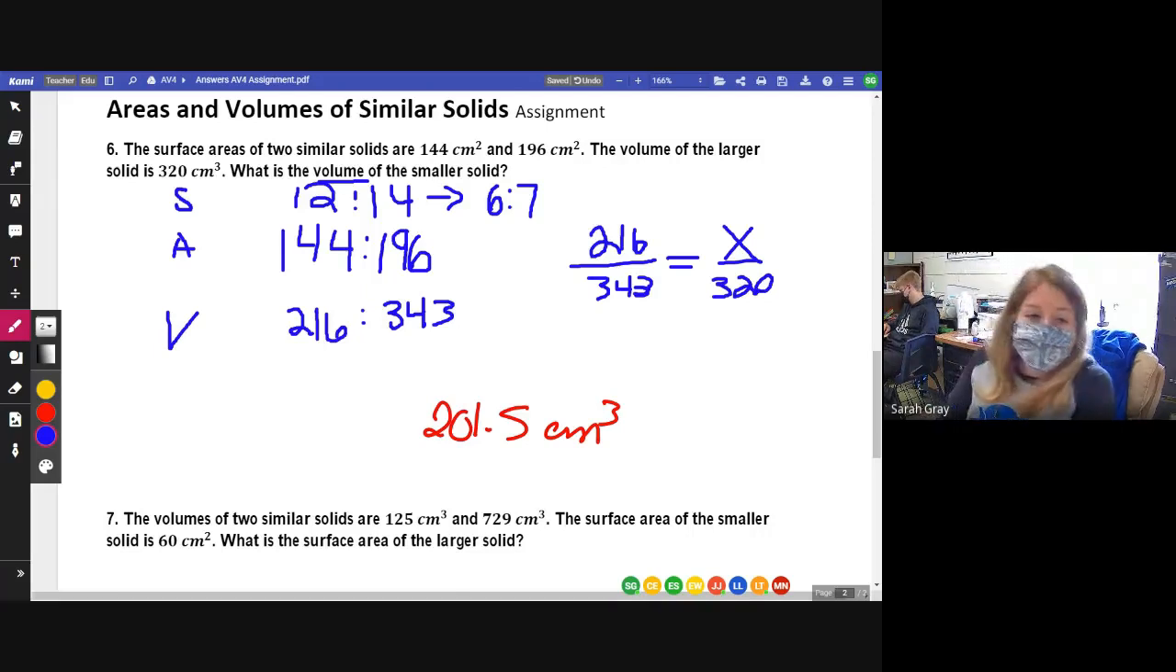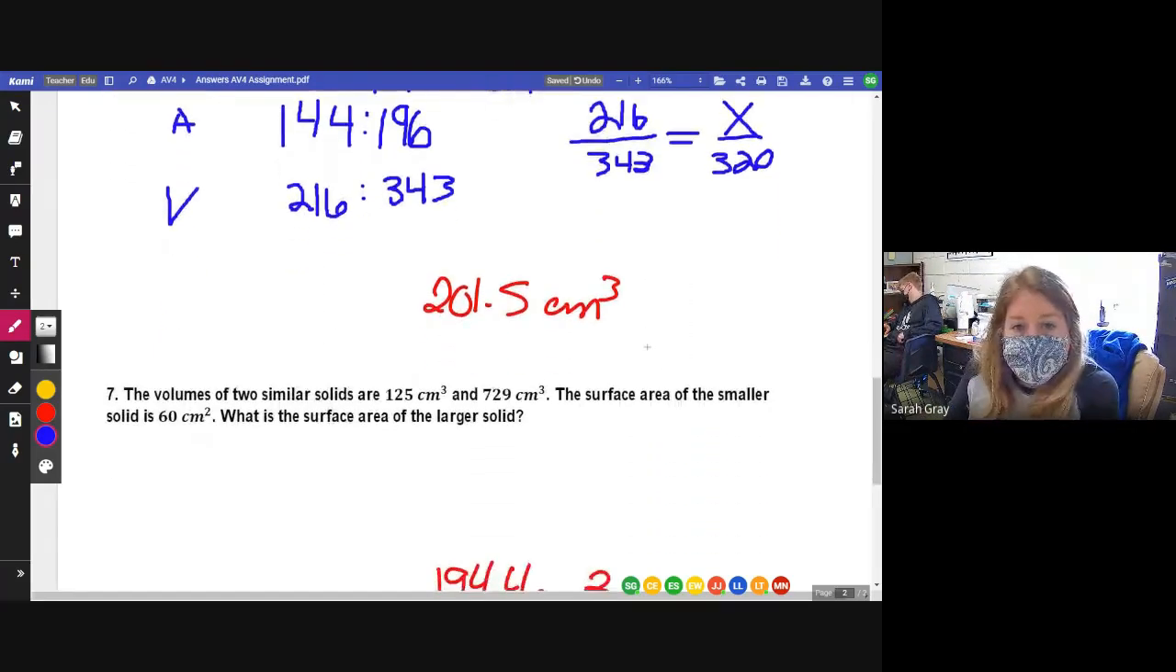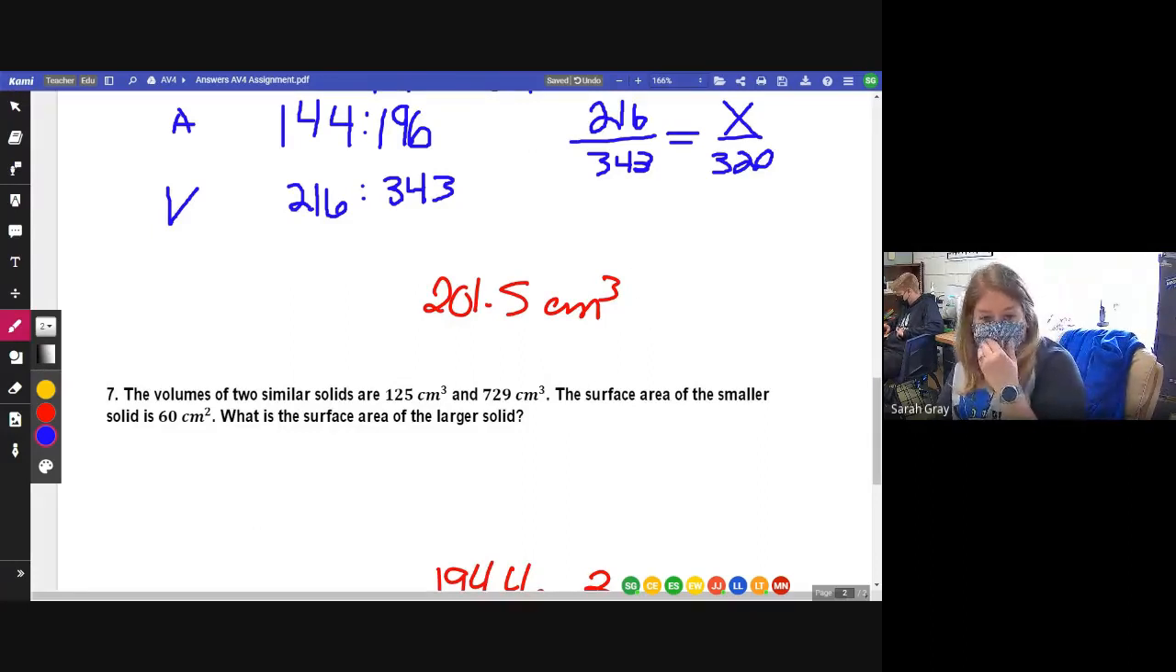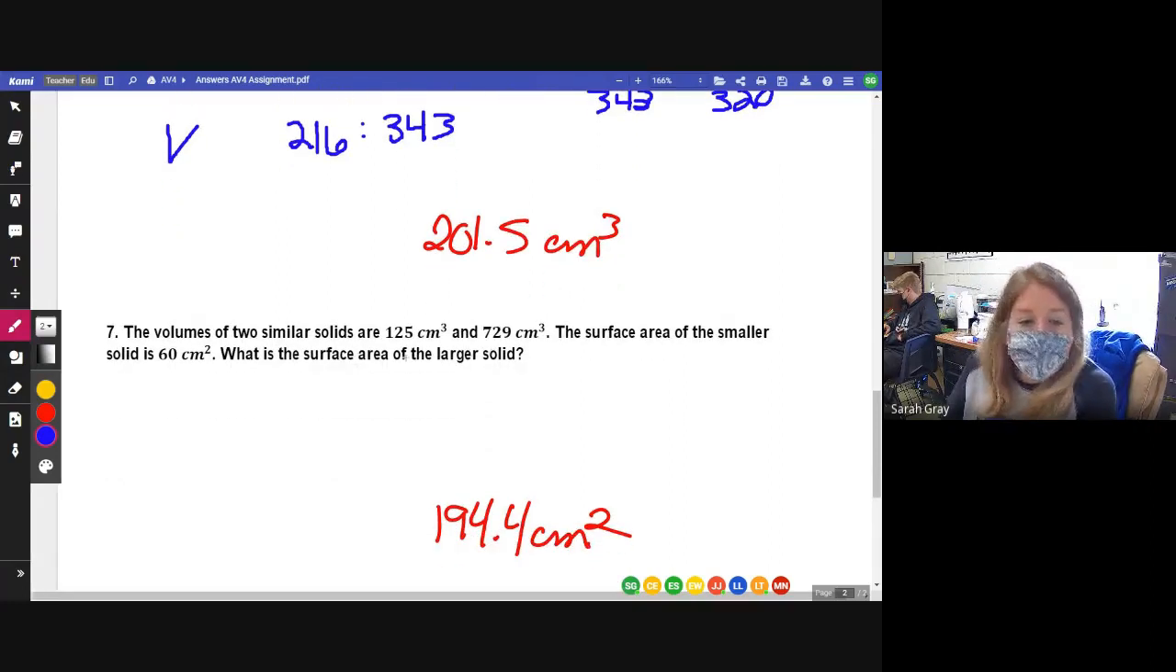Number 7. Volumes of 2 solids are 125 and 729. The surface area is 60. What is the surface area of the large solid? Okay, so kind of what we did before, except this time they gave us volume ratio, and we need area ratio.